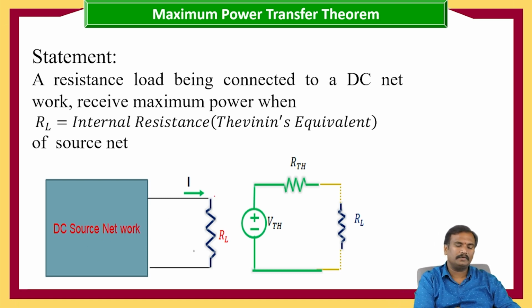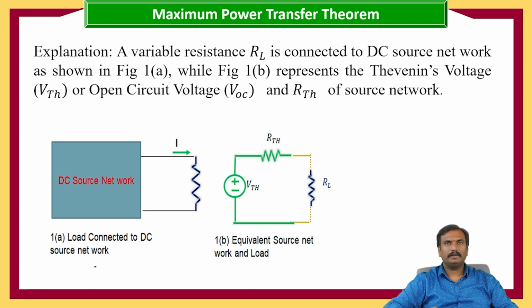If we take a DC source network and a load resistance, whatever network is having a DC supply can be replaced, using Thevenin's theorem, with a VTH and RTH. When RL is equal to RTH, the maximum power will be transferred. Here, a variable resistance RL is connected to the DC source network as shown in the figure, which represents the Thevenin's voltage or open circuit voltage and RTH of the source network.